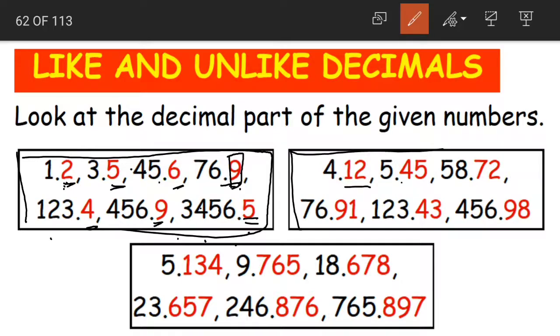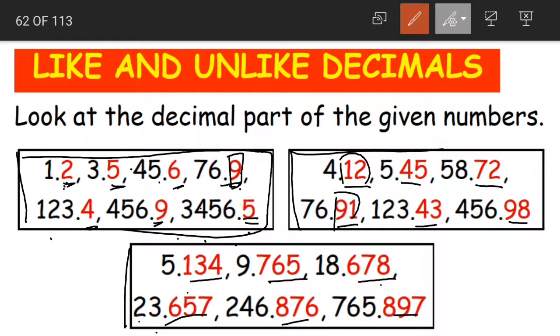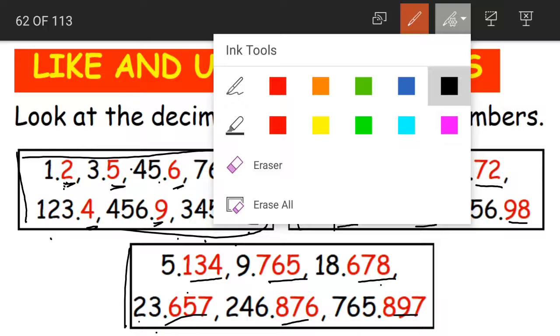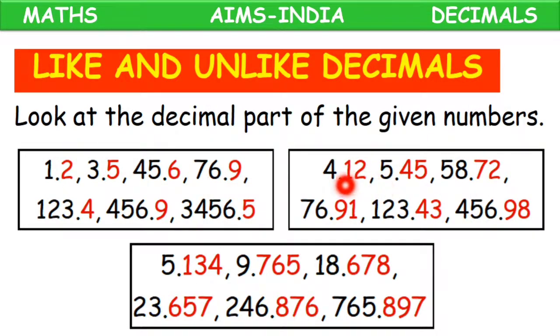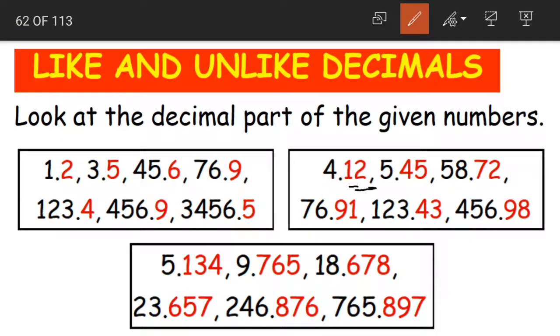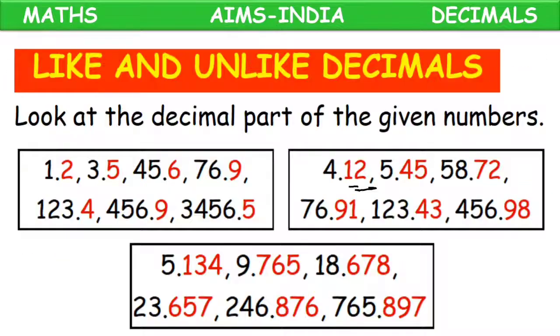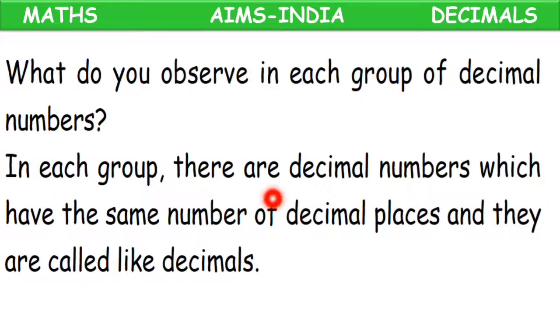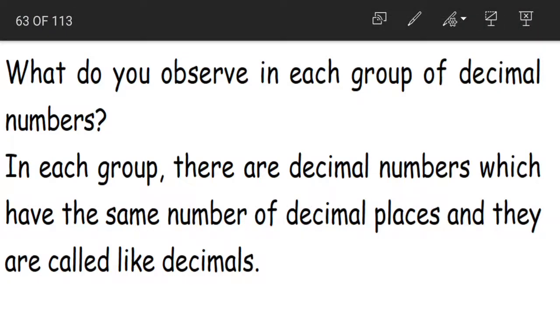Coming to box 2, all the given numbers have only two decimal places. Coming to box 3, the given set of decimal numbers have three decimal places. If we observe, what did we observe from this? That the set of numbers have the same number of decimal places. That means the number of digits after the decimal point is the same. Now what do you observe? We observe that in each group there are decimal numbers which have the same number of decimal places, and they are called like decimals.